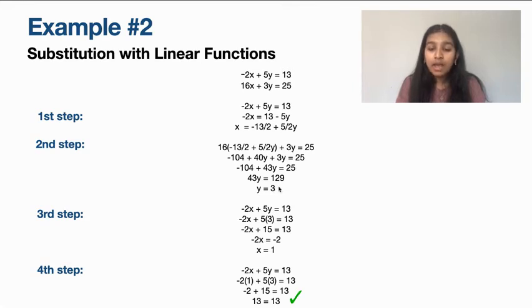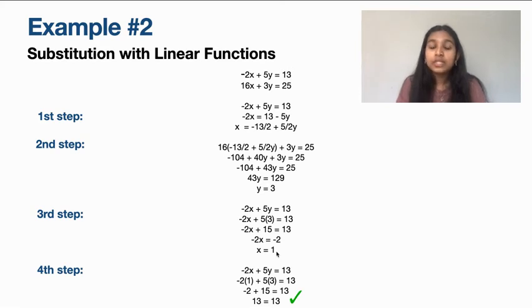Now, we have the value for our y variable, and all we have to do is input it into one of our equations to solve for our x variable. I'm going to input it into this simpler equation. We have negative 2x plus 5 times 3, because that is the value for our y, equals 13. Negative 2x plus 15 equals 13. Subtract 15 from both sides. We get negative 2x equals negative 2. We divide both sides by negative 2, and we get x equals 1.